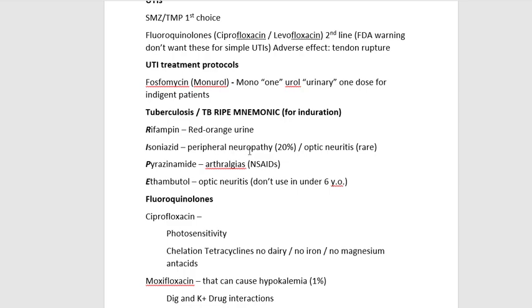Isoniazid, we can see peripheral neuropathy, and this rare optic neuritis. The I's in isoniazid can help you think of optic, or the O for optic can maybe remind you of that. Pyrazinamide, we see arthralgias, which we could use NSAIDs for. And then ethambutol, we see optic neuritis, so that's why we don't use it under 6 years old. But RIPE for the 4 drugs we'd probably use for tuberculosis: rifampin, and that RIFA is a stem, isoniazid, pyrazinamide, and ethambutol.